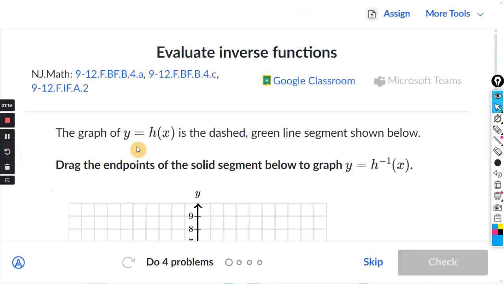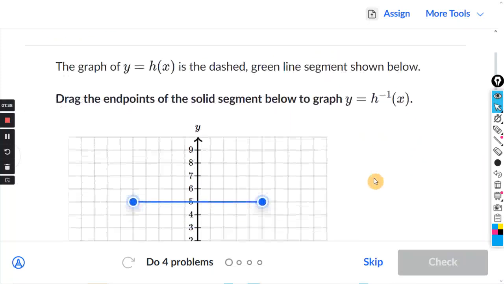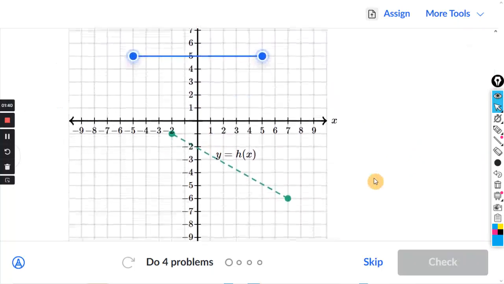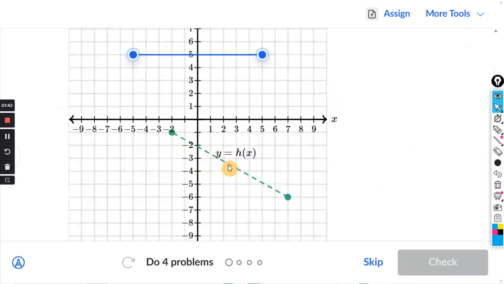All right, the graph of y equals h of x is the dashed green line segment shown below. Drag the endpoints of the solid segment to graph the inverse of y equals h of x. So the original function is the dashed green line, and the solid is going to be the inverse. So what you want to do is get the coordinates of the endpoints.